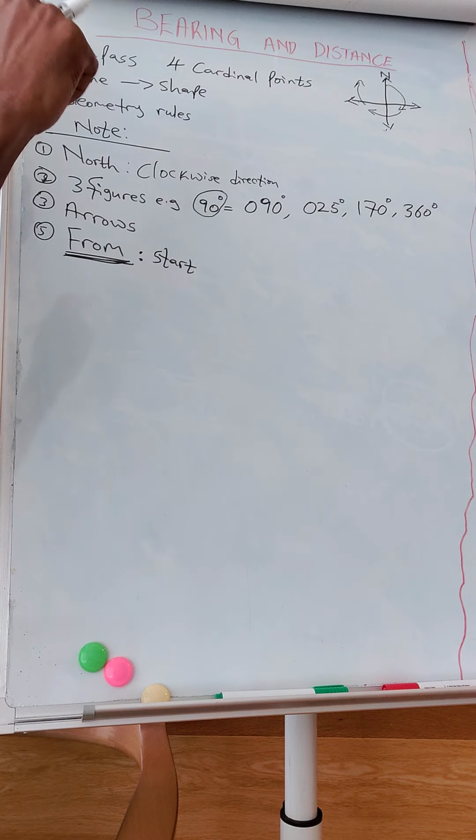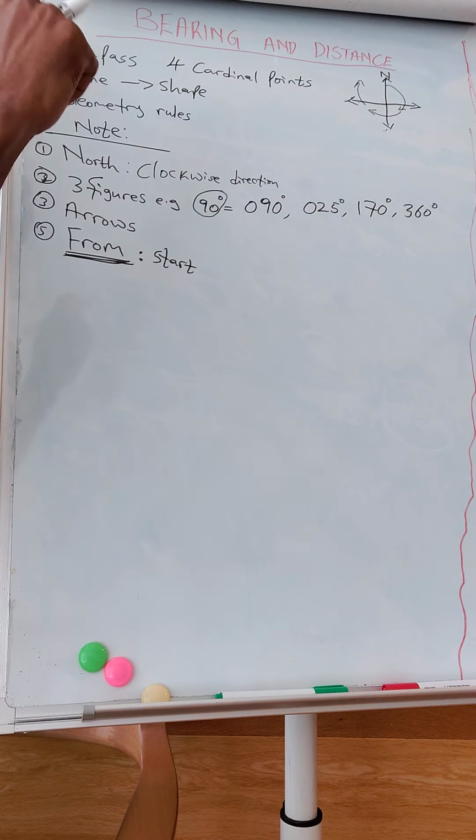To means stop. So any object that carries the word from, that is where you are going to start your drawing and your diagram. Then you have to stop at where the other one carries the word to. This is what I'm trying to say in essence.